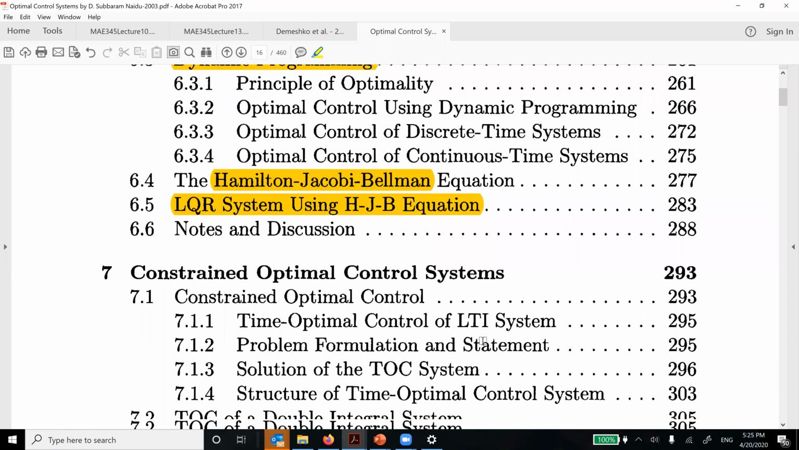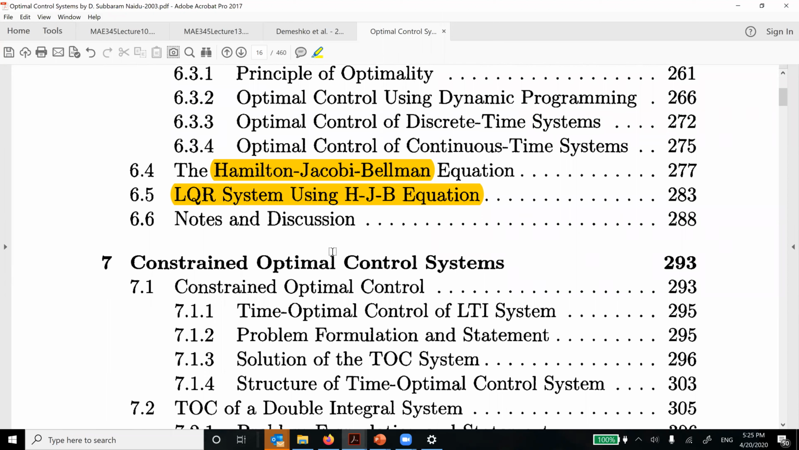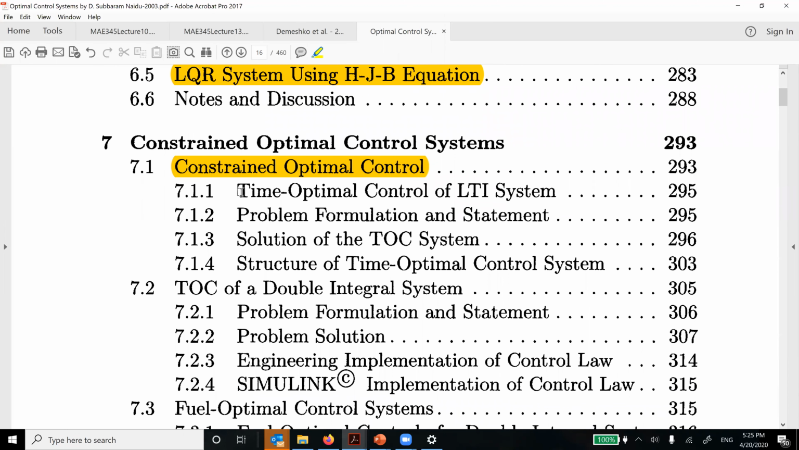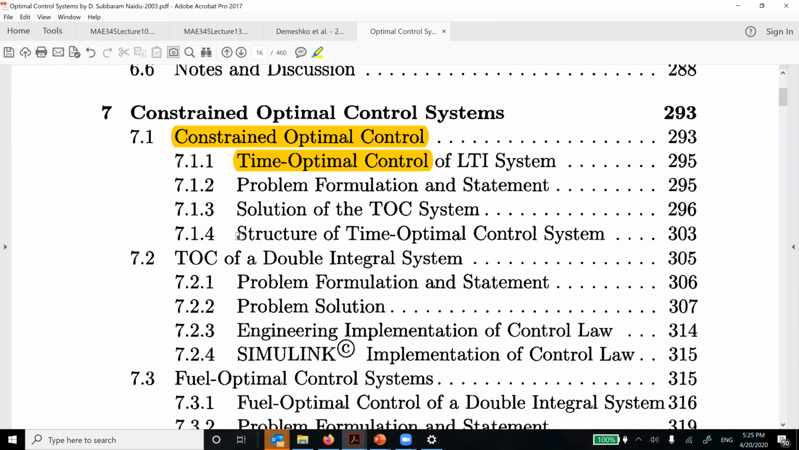Last, in the real world, you have lots of constraints. How do you add a constraint and how do you handle those, especially for time optimal control problems? How to solve the time optimal control problem. You've probably heard about bang-bang control. Bang-bang control is the time optimal control for an LTI system. And so the time optimal control system has that structure.